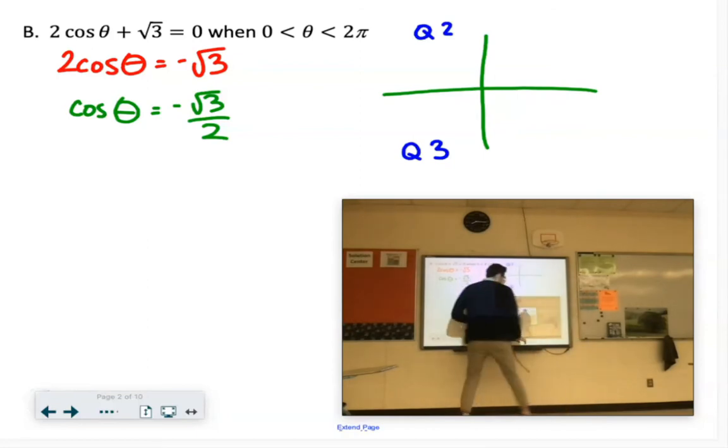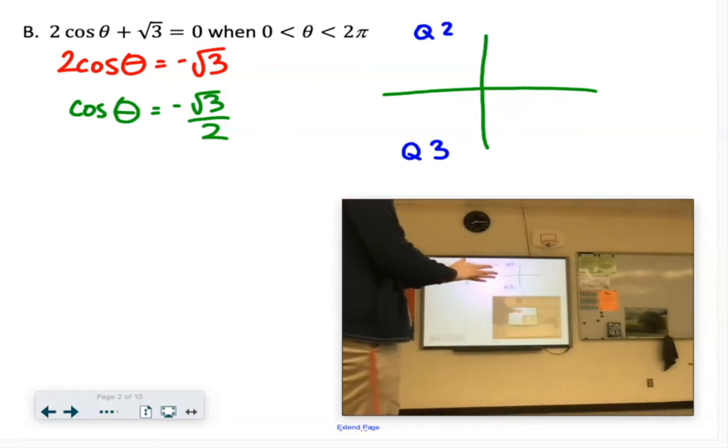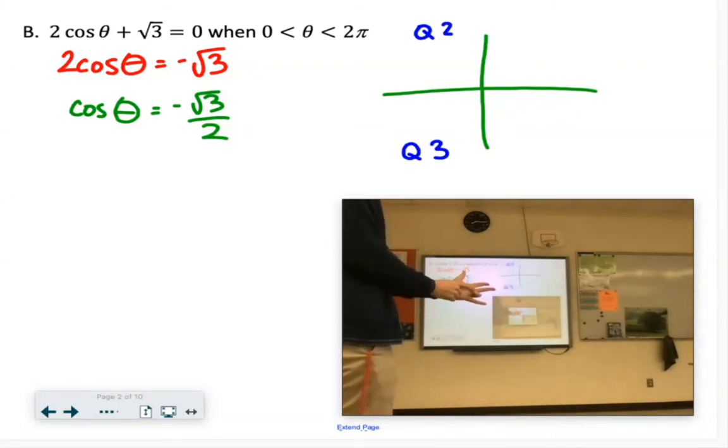Now remember the hand trick. Cosine is your x, which would be your left fingers. So how can I have 3 fingers on the left? That's my ring finger down. So that represents a 30-degree reference angle.